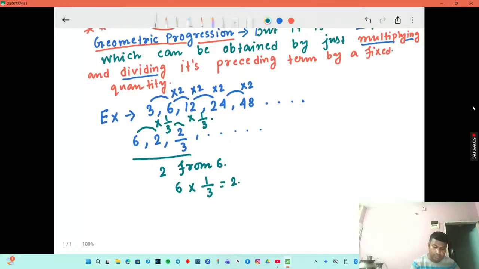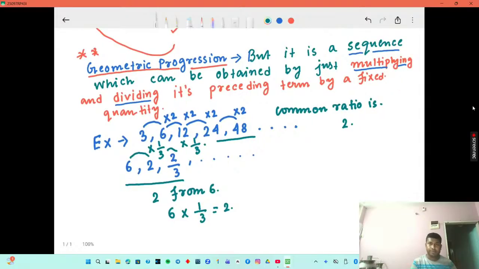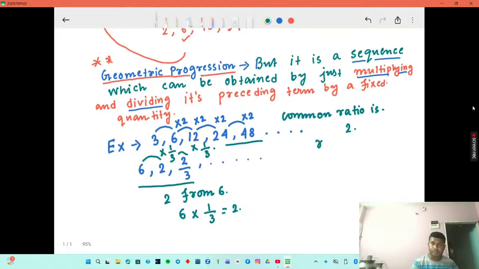So in this sequence, that is 3, 6, 12, 24, and 48, the common ratio is 2. Is it clear to you? Because we are multiplying the preceding term by 2 to obtain the next term. Common ratio is nothing but the fixed quantity which we are multiplying or dividing by to obtain the next term from the preceding term. And the common ratio is denoted by small r. Is it clear to you?